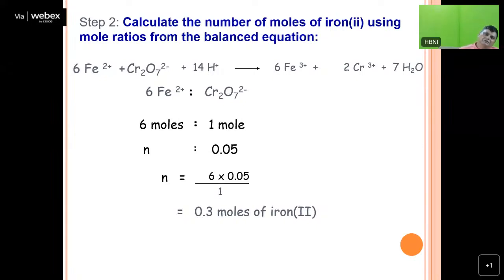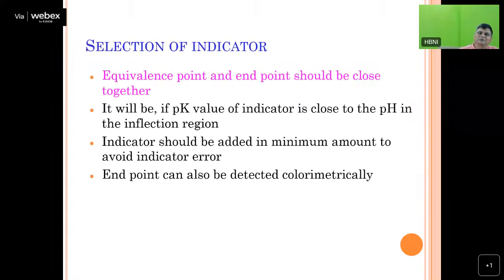These are some basic things which have already been done, but since I want to take you back to the chemistry level, that's why I'm discussing acid-base titration and redox titration. Then comes the important point of selecting an indicator. The equivalence point and end point should be close together. I think you must be aware what the equivalence point and the end point are.